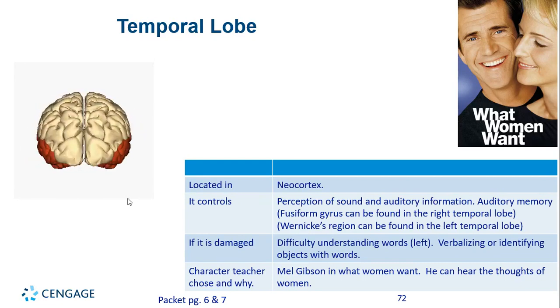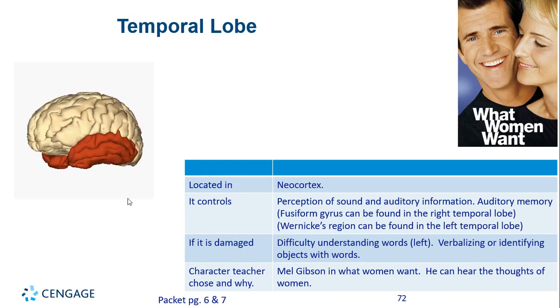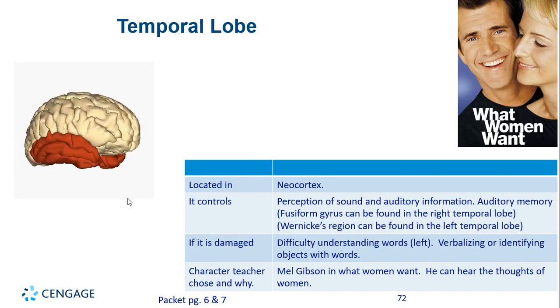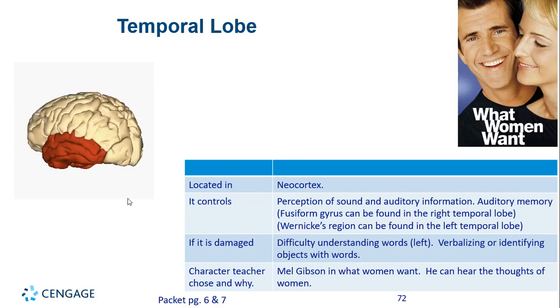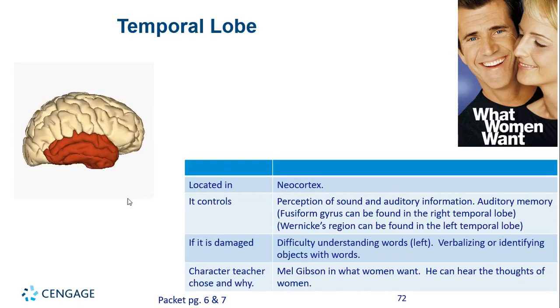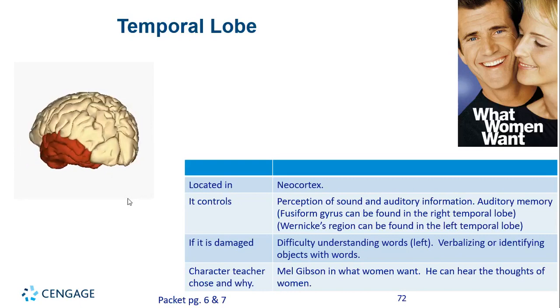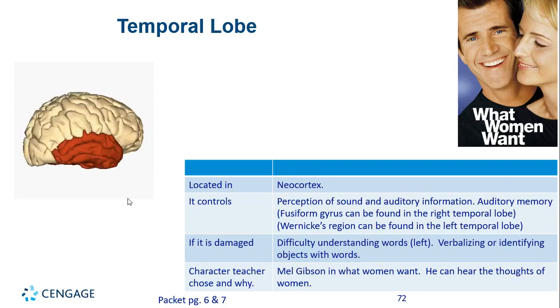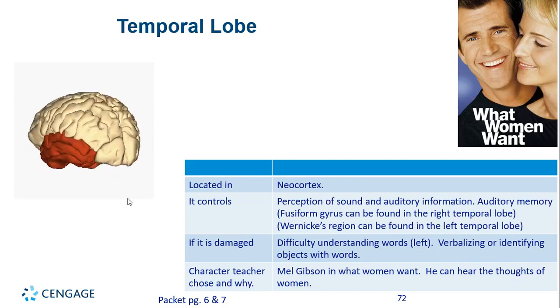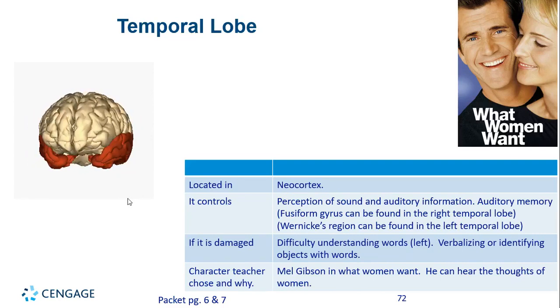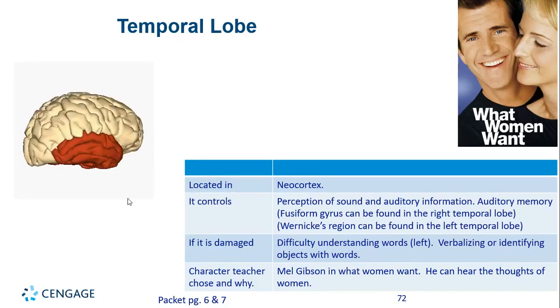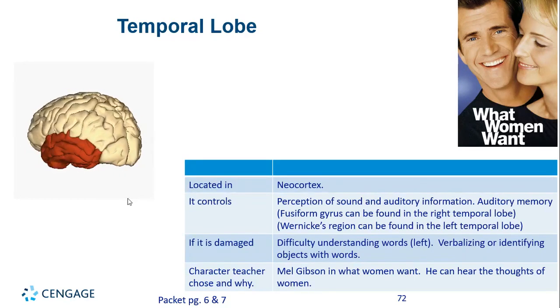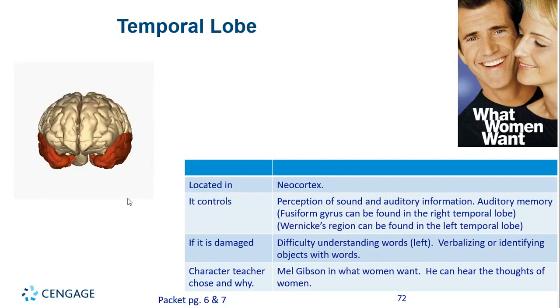In your right temporal lobe, you have another part called the fusiform gyrus, which helps with faces. If you were to damage your temporal lobes, obviously you would have a problem understanding words, verbalizing or identifying objects with words. The character I chose here is Mel Gibson in the movie What Women Want.